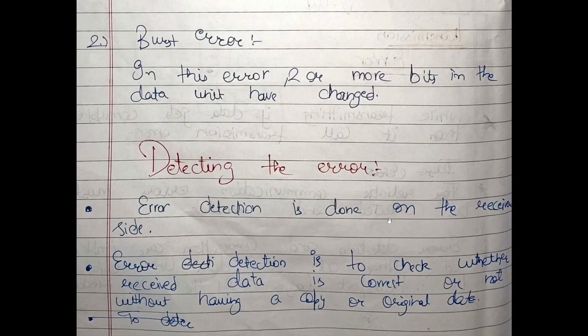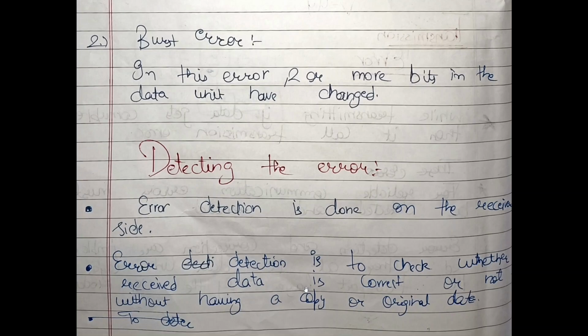Now, whether there is an error or not will be determined at the receiver side. Error detection is to check whether received data is correct or not without having a copy of the original data. You don't have the original data, of course. If you had the original data, then what would be the purpose of that communication? So this is the challenge: you have to check whether there is an error or not without even having the original data.